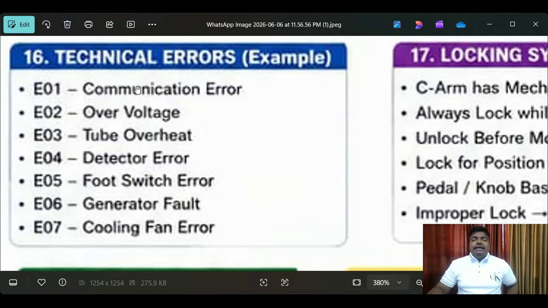Technical error one, communication error. Technical error two, over voltage. Technical error three, tube overheat. Technical error four, detector error. Technical error five, foot switch error. Technical error six, generator fault. And technical error seven, cooling fan error.